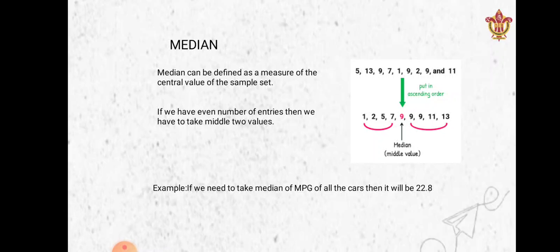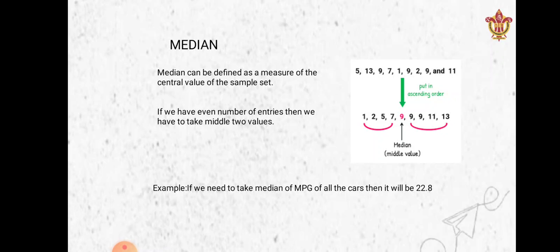Now how is it done? For example, the sample values given to you are 5, 13, 9, 7, 1, 9, 2, 9 and 11. First we need to arrange them in ascending order. So I have arranged it in ascending order. It will be 1, 2, 5, 7, 9, 9, 9, 11, 13.